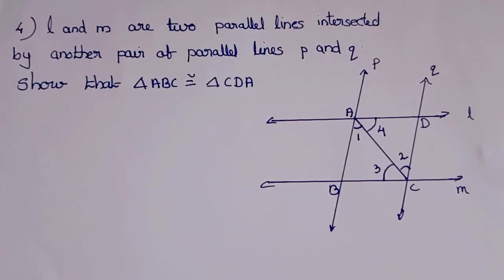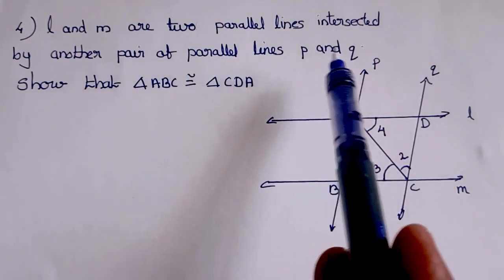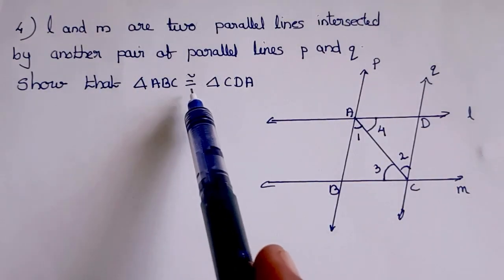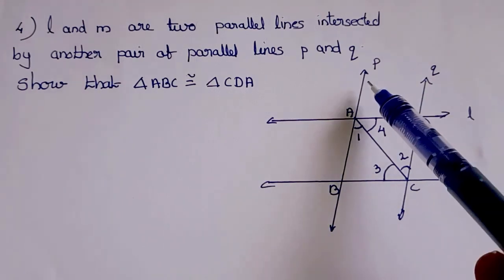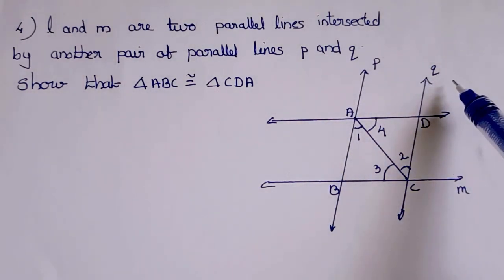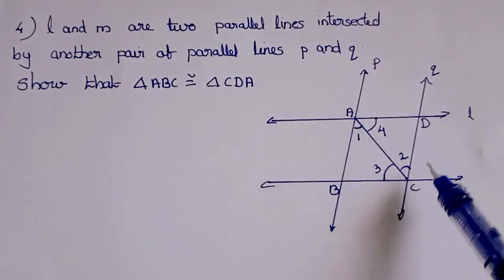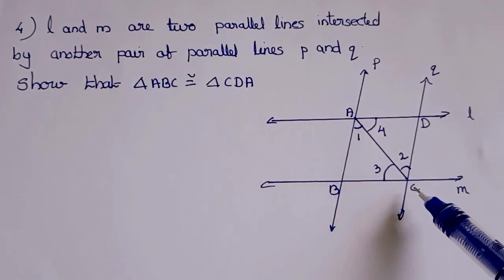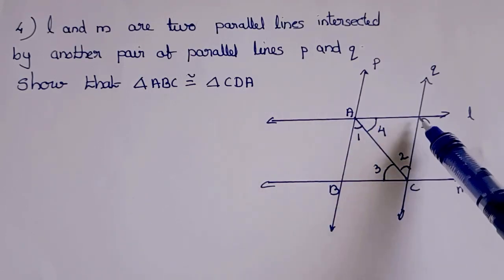Fourth question. L and M are two parallel lines intersected by another pair of parallel lines P and Q. Show that triangle ABC is congruent to triangle CDA. We are given two parallel lines L and M, and P and Q are also two parallel lines. They intersect at A, B, C and D respectively. AC is joined. We have to prove that triangle ABC is congruent to triangle CDA.